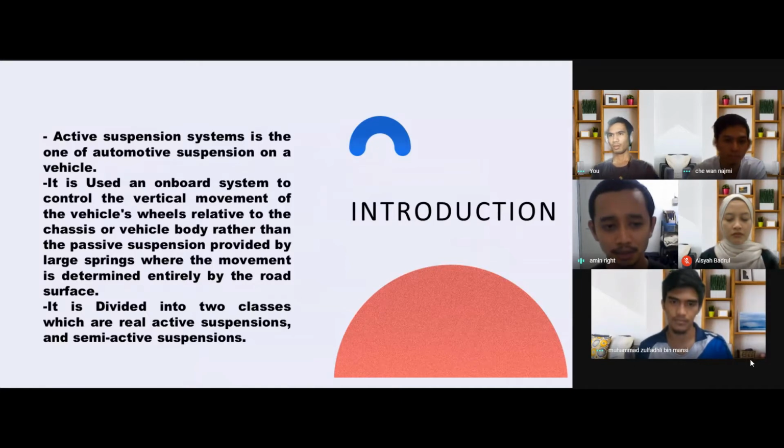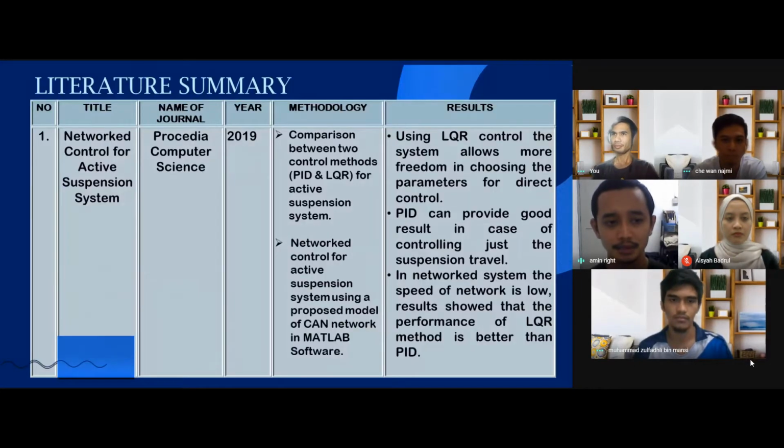Next, we go to the first journal for our literature summary. The first journal we chose on the active suspension system is the network control for active suspension system. We got the journal from the Procedia Computer Science. The year of the journal is 2019.